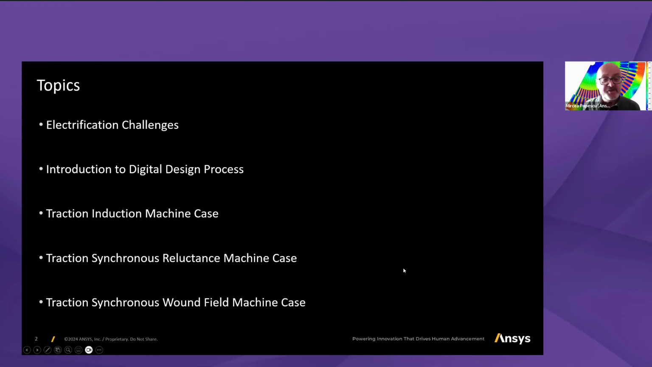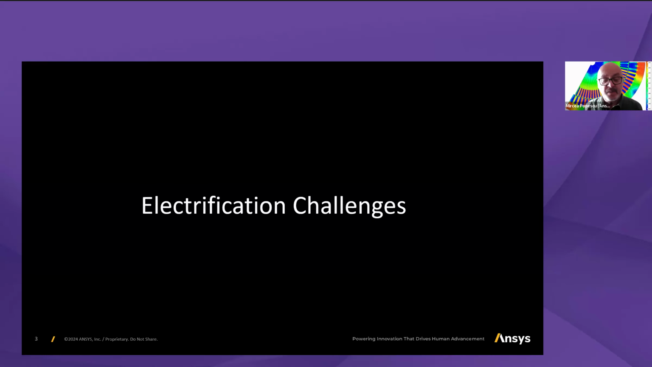So just a quick introduction to electrification challenges, a reminder for all of you of what's going on on the stage, then a short introduction to the digital design process to understand what are the features that are requiring the approach. And then I'm going to present you three special cases: one for an induction machine, one for synchronous reluctance, and one for a synchronous wound-field machine, all three topologies with no permanent magnets or with no rare earth configurations.